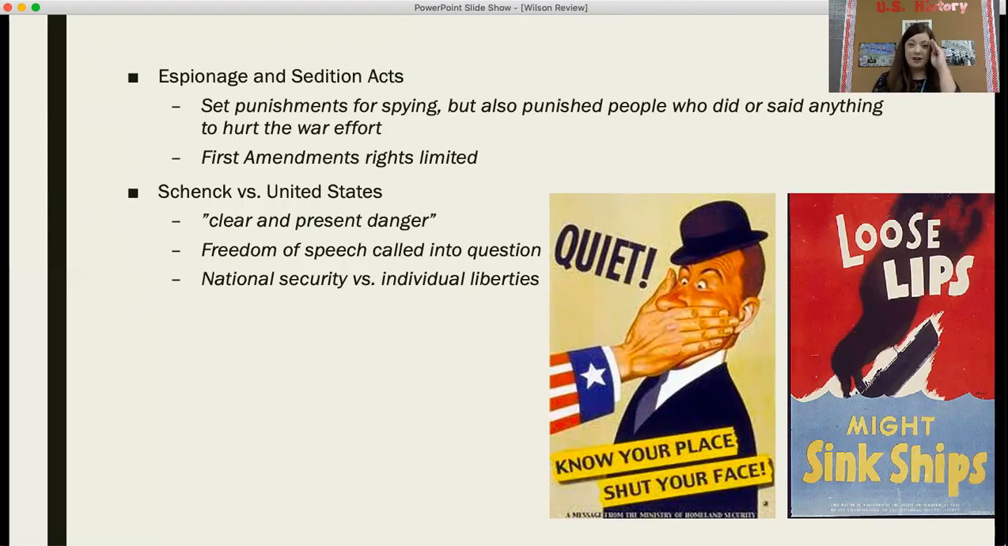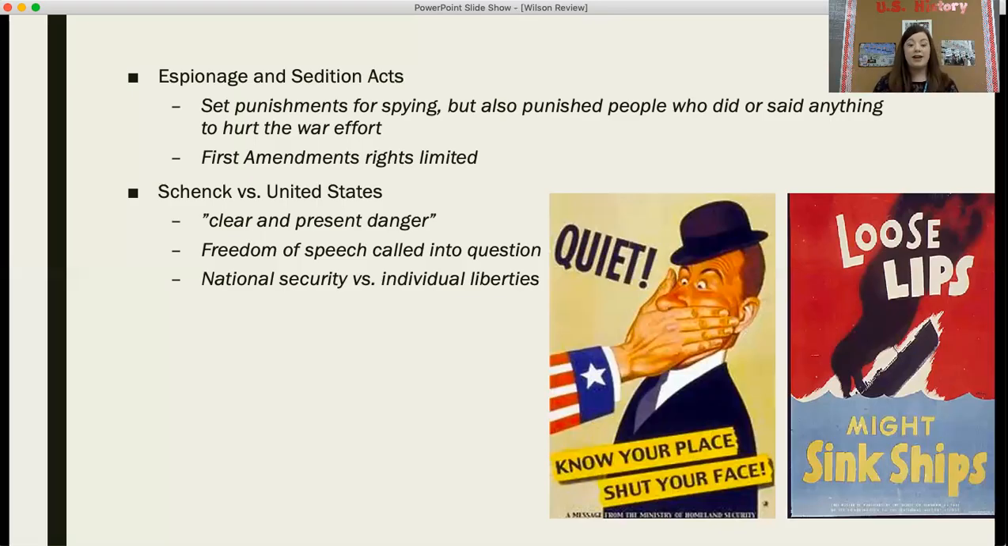Now, remember, this was very controversial because they're in essence saying that your First Amendment right, your freedom of speech, can be limited. Remember the court case we have to know about this, Schenck versus the United States. Remember the guy was passing out leaflets to people who had just been drafted. And he's saying, look, they can't make you serve in the military. They can't make you go and fight. He said that he had the freedom of speech to do that, but they put him in jail.